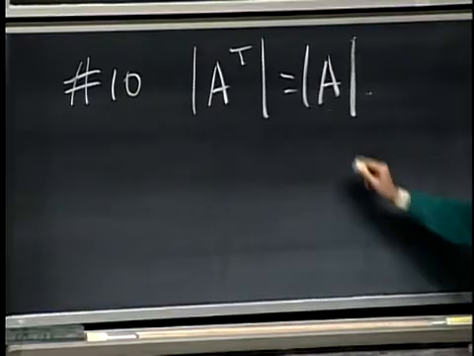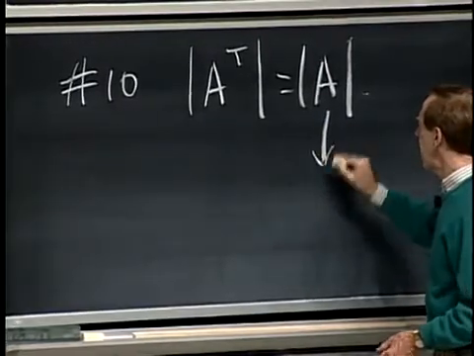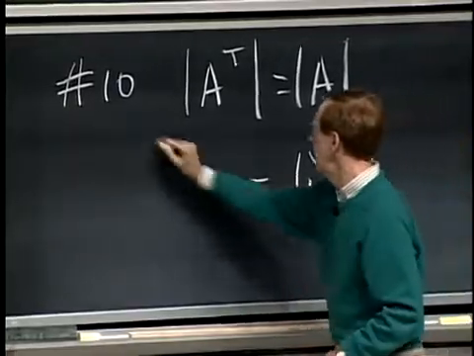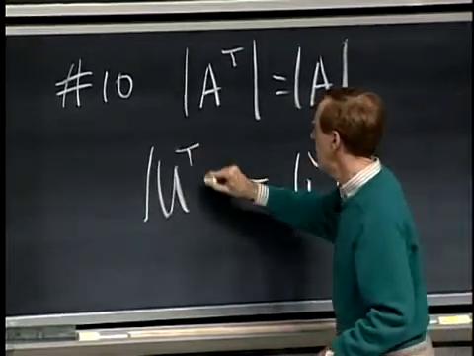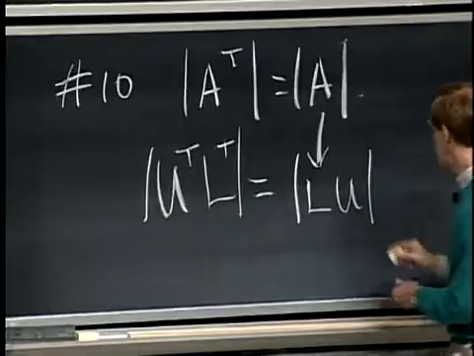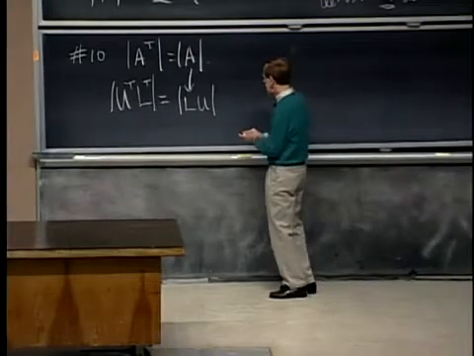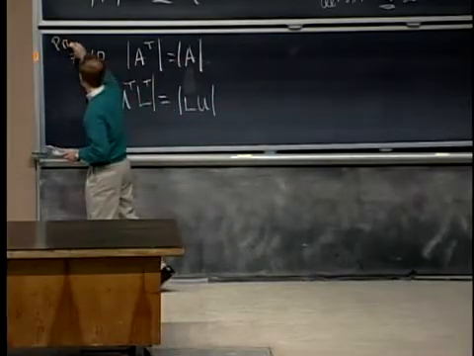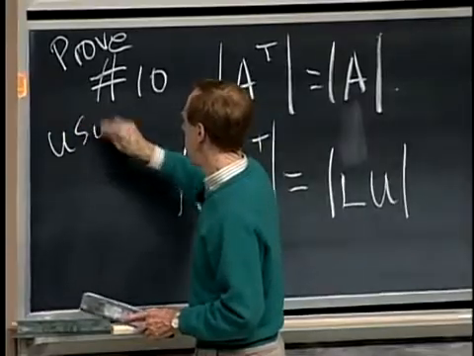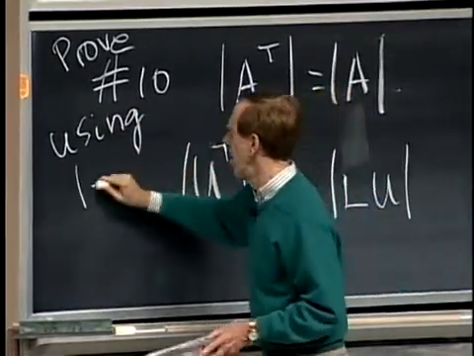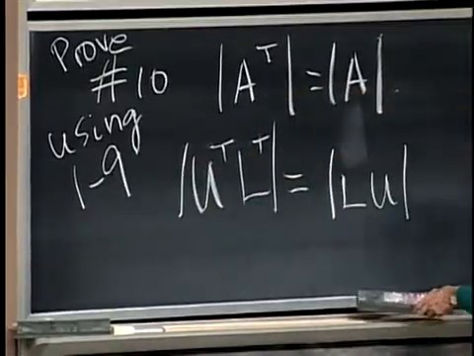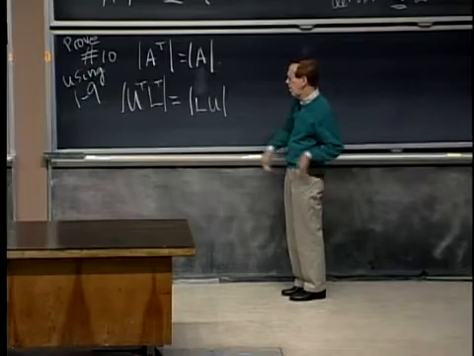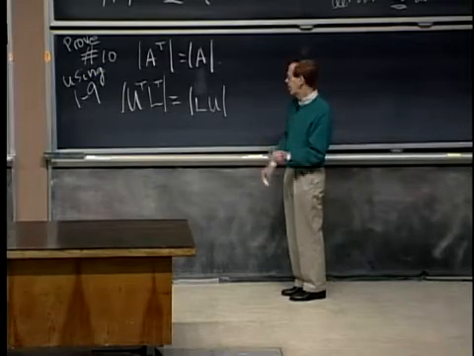A typical matrix A, if I use elimination, factors into LU. And the transpose is U transpose L transpose. This is to prove. So this is to prove number 10 using, well, I don't know which ones I'll use, so I'll put them all in, 1 to 9. OK. I'm going to prove number 10 by using 1 to 9. I won't cover every case, but I'll cover almost every case.